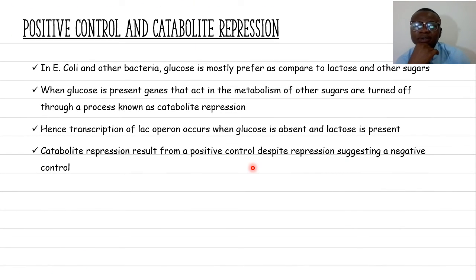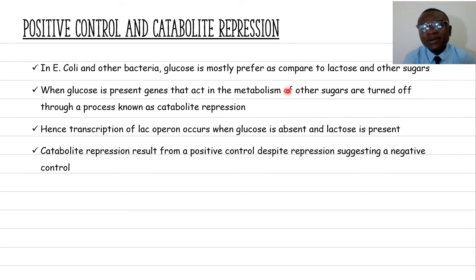The next control we're going to look at is the positive control, which is the catabolite repressor. In bacteria, glucose is mostly preferred as compared to lactose. They have many reasons for that. One reason is it takes less energy to break down glucose as compared to lactose. So the cell sometimes tries to save energy, and with that, it's going to prefer using glucose as compared to lactose.